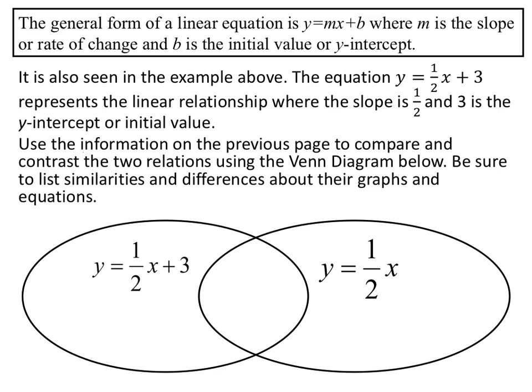As also seen in the example above, the equation y equals 1/2 x plus 3 represents the linear relationship where the slope is 1/2, and 3 is the y-intercept or initial value. We did talk about that. Use the information on the previous page to compare and contrast the two relations using a Venn diagram. Be sure to list similarities and differences about their graphs and equations.